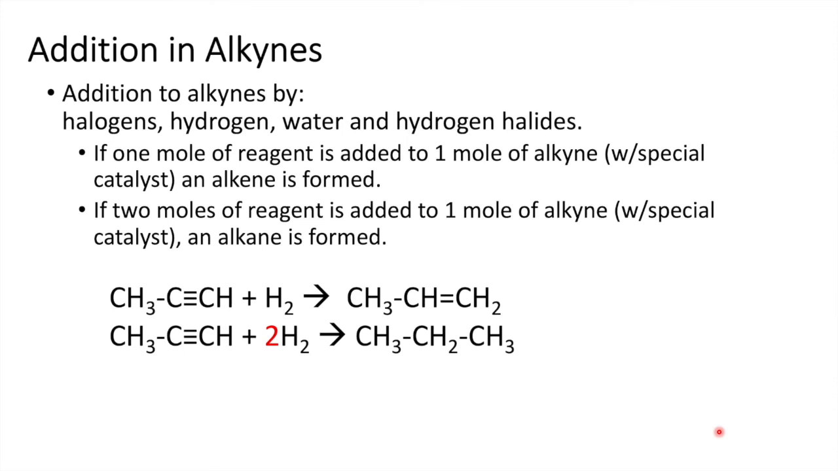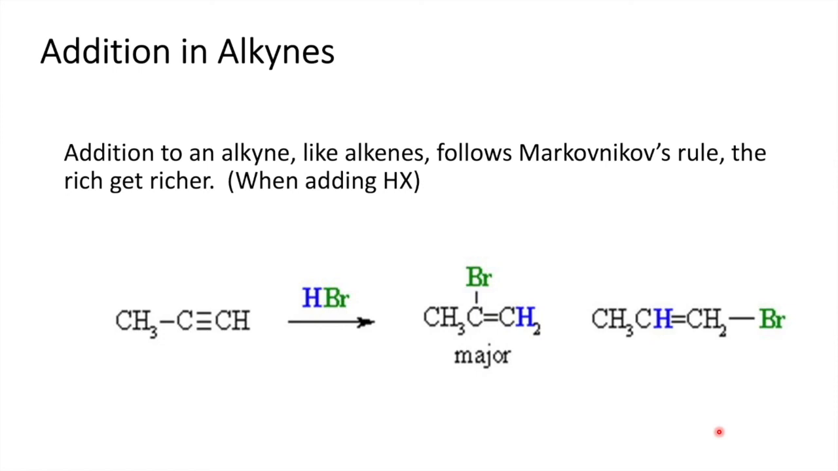So additions to alkynes, halogens, hydrogens, water, hydrogen halides, everything that we've been talking about: if 1 mole is added with the special catalyst, the alkene is formed. If 2 moles of the reagent are added, then the alkyne goes into an alkane. If we have an instance where it is not symmetrical, it's going to again follow Markovnikov's rule. Okay, so the rich get richer.